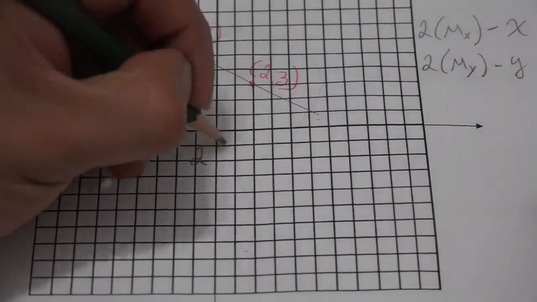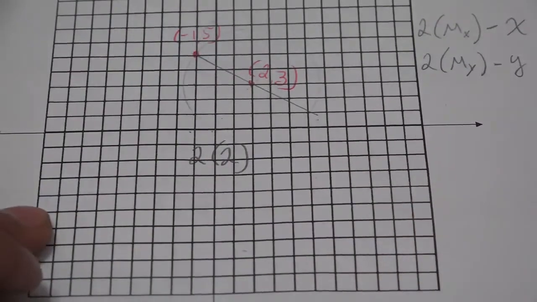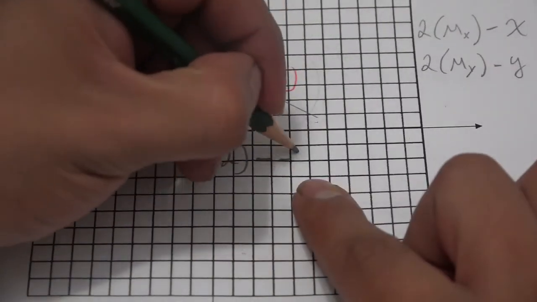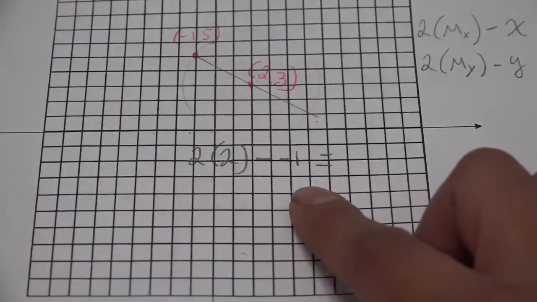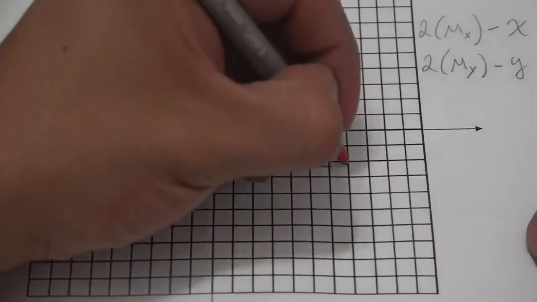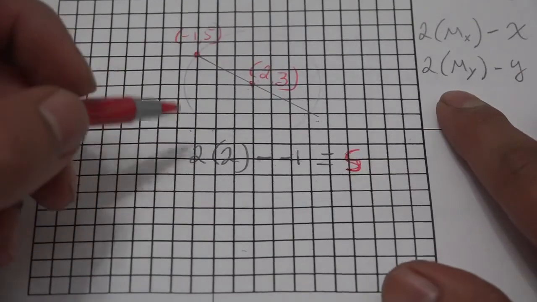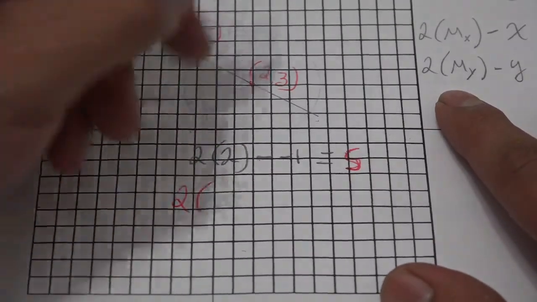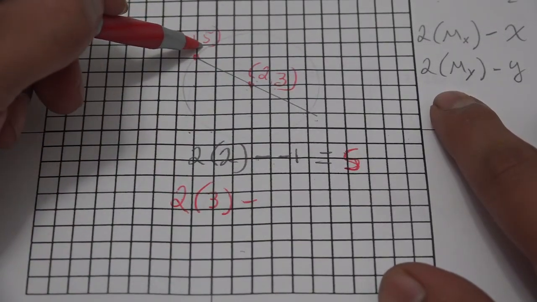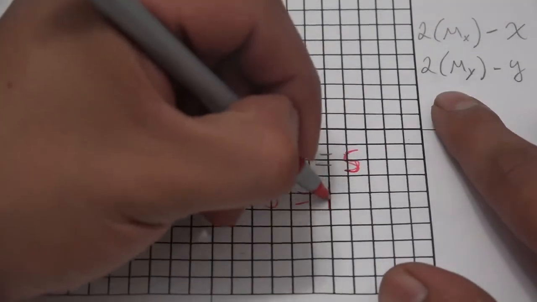So 2 times the midpoint of x, which is 2, minus the coordinate of x, which is -1. Minus -1. See what I get? 2 times 2 is 4, minus -1, that's 5. Now let's try the endpoint of y. So 2 times the midpoint of y, 3, minus the other component of y, 5. So let's see, 2 times 3 is 6, minus 5 is 1.